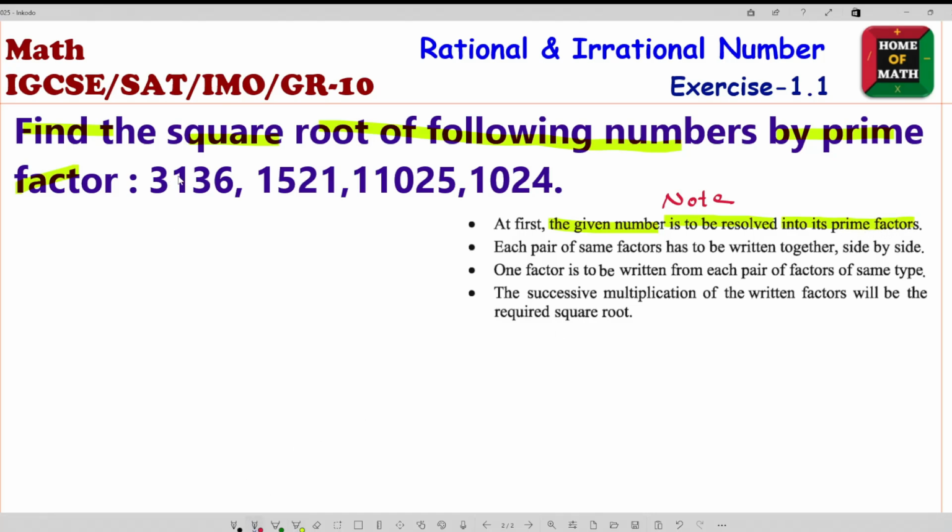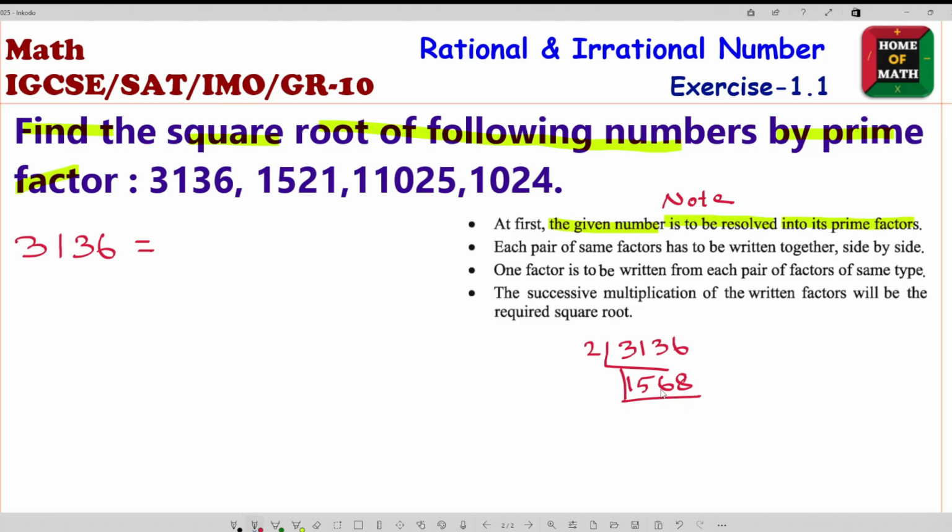Suppose here is 3136. We have to find out the prime factors. So how? This is an even number. Therefore, the smallest prime number is 2. So we have to divide 3136 by 2. Once we divide by 2, 3136 divided by 2 will be 1568. It is also an even number.